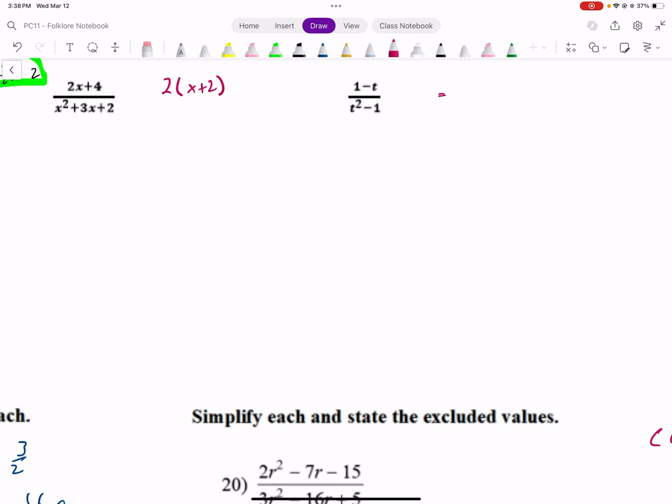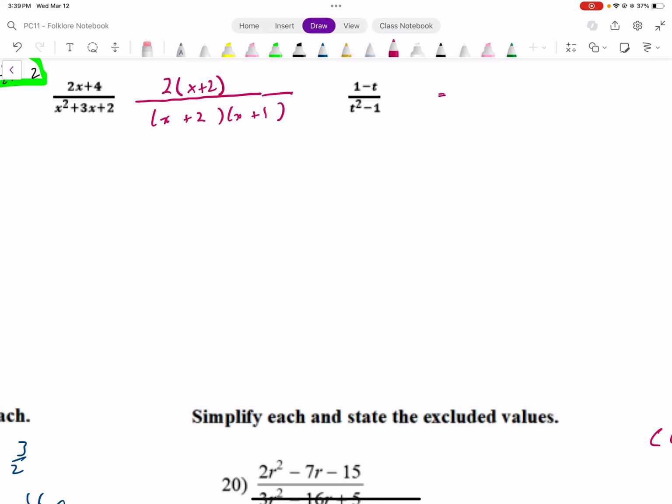I'm going to take a look at the denominator, and if you need to press pause to get extra practice on this, factor the denominator. So x squared plus 3x plus 2, what I recognize is that this is the product-sum rule that I will be using, simply because the coefficient in front of the x squared is 1. What two numbers multiply to 2 but add to 3? Those.